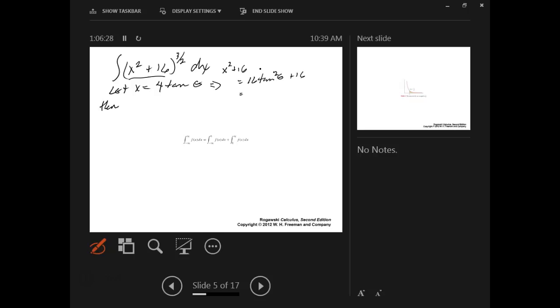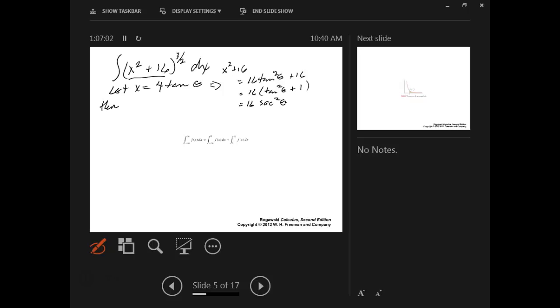Both terms. Factor out a 16. Okay. So let's factor out a 16. And what are you left with? Right? Okay, what do we do with that? That is a secant squared theta. Exactly. Okay?